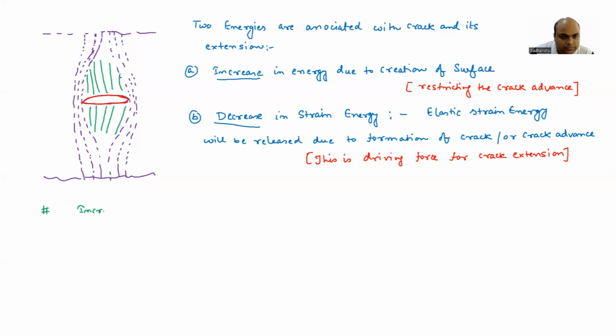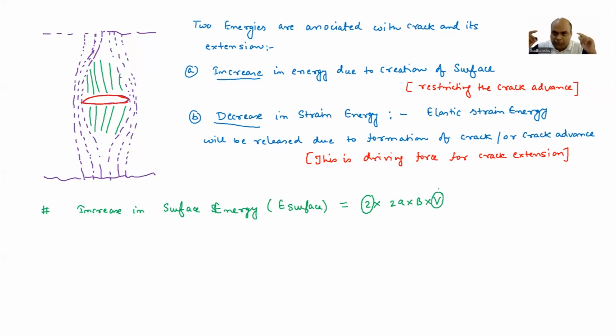Increasing surface energy, let's say this is E surface. That will be given by, it is related to two surfaces, right? So they are going to have surface energy. So we can write 2 into 2A into B into gamma. This 2 factor here is coming because we have two surfaces. Gamma is surface energy per unit area.